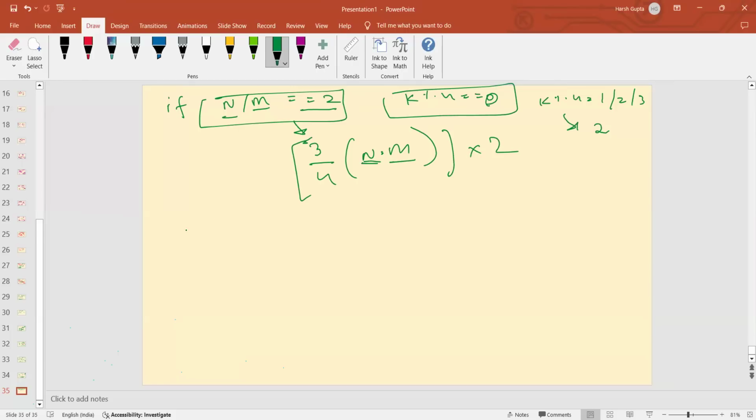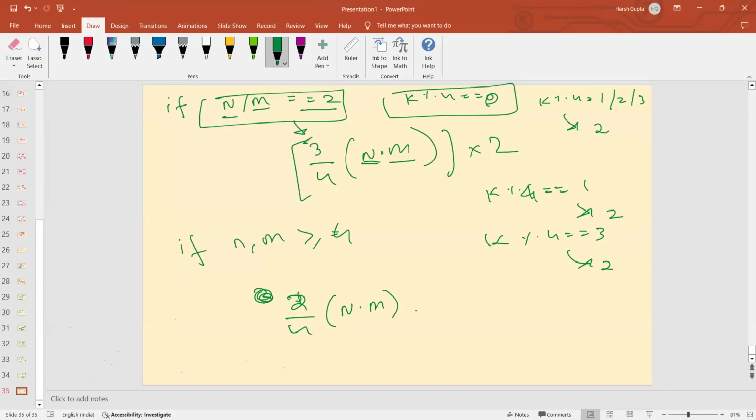But if this is not the case, and both n, m are greater than or equal to 4, I know that for k modulo 4 equals 1, I will always get my ugliness value as 2. For k modulo 4 equals 3, I will always get my ugliness value as 2. So these two are sorted, giving 2 by 4 of nm. And I know that for k modulo 4 equals 0, my ugliness value will always be 0.